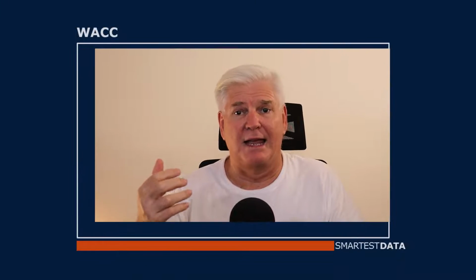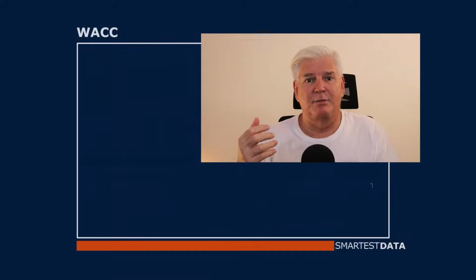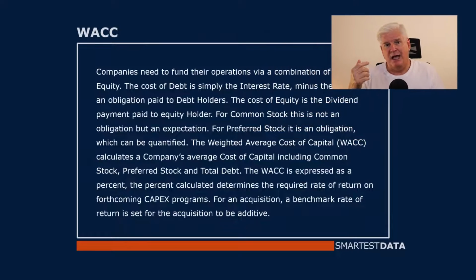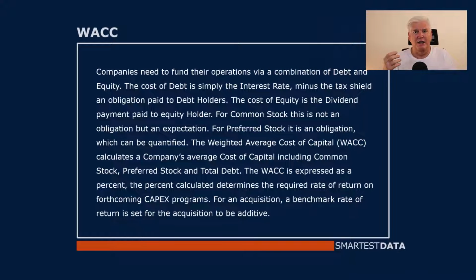Companies need to fund their operations via a combination of debt and equity. The cost of debt is simply the interest rate minus a tax shield, an obligation to pay debt holders. The cost of equity is the dividend payment paid to an equity holder. For common stock, this is not an obligation, but an expectation. For preferred stock, this is an obligation which can be quantified.